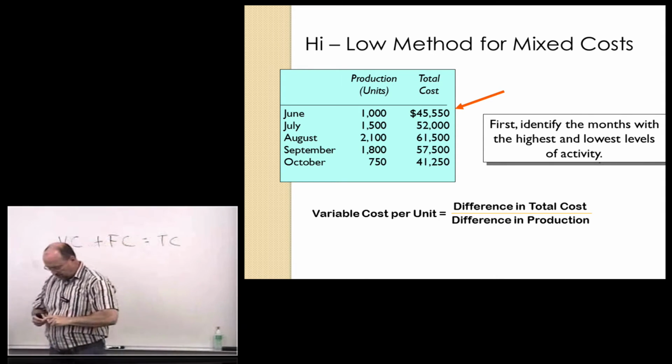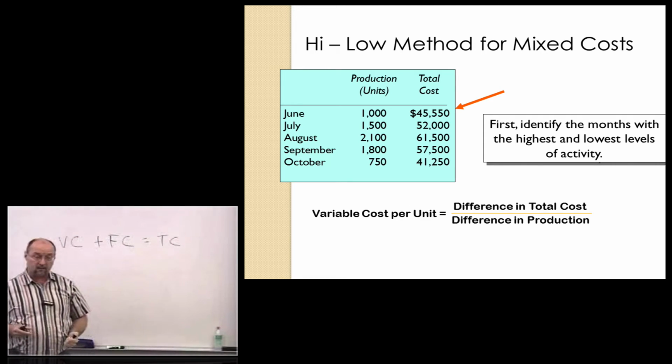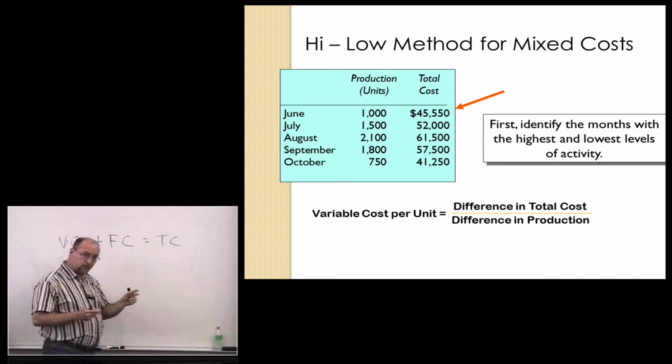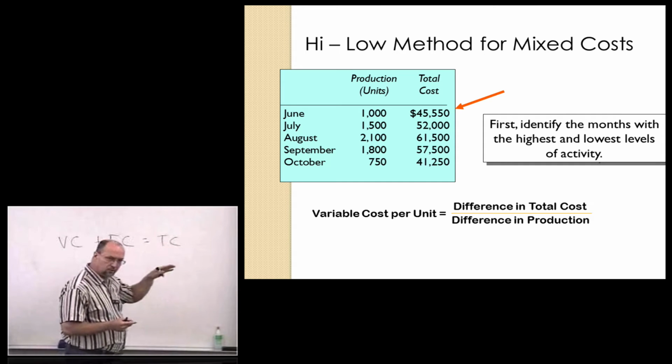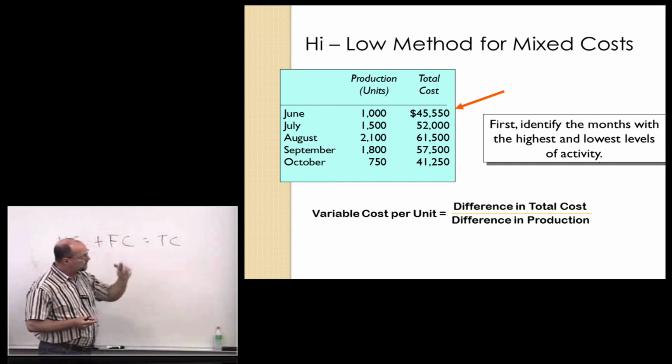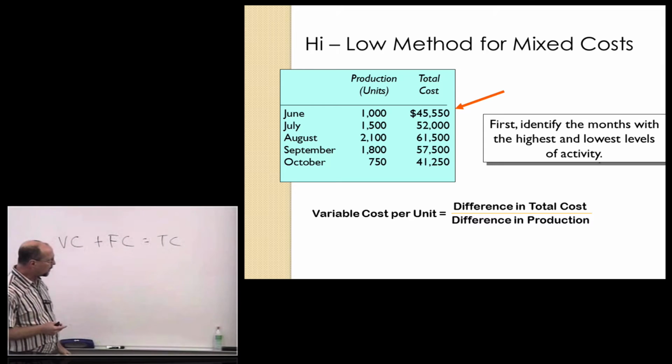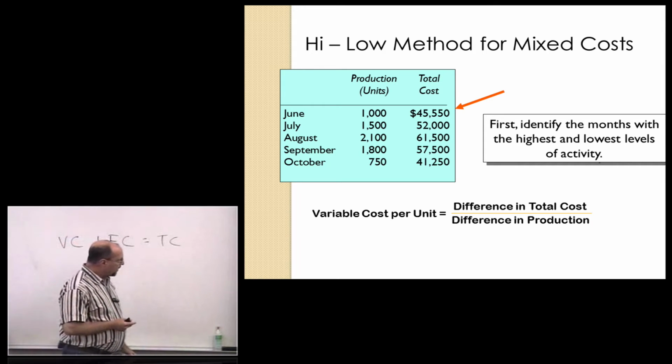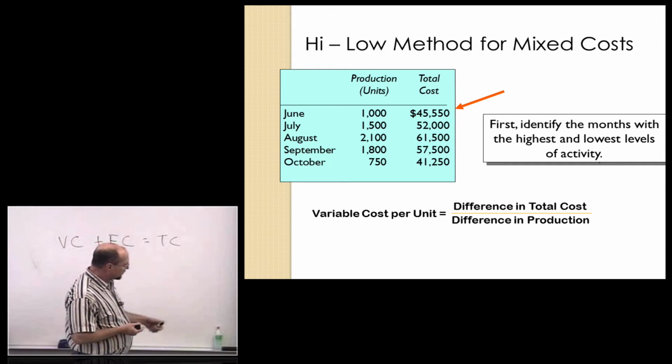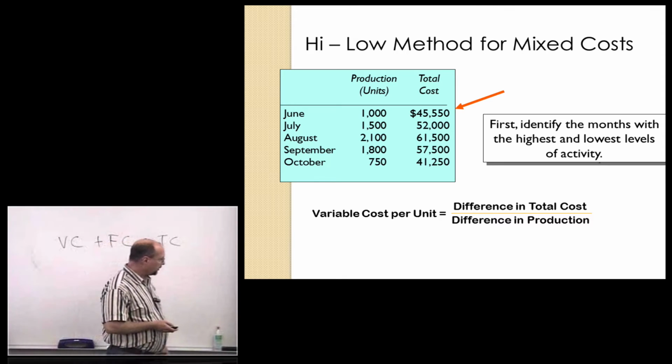All of our costs will be categorized as either variable or fixed. Our mixed cost, we're going to now separate into its variable and its fixed components using this high-low method. The low month, the least activity, was October. Lowest amount produced, lowest cost incurred.